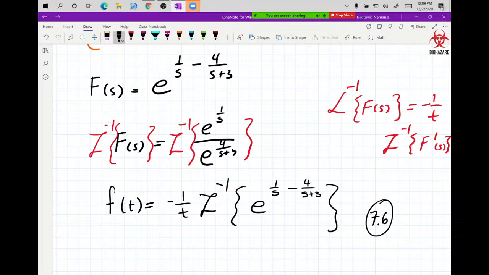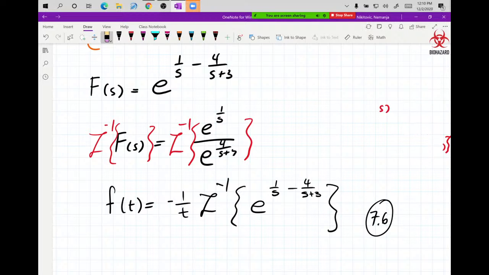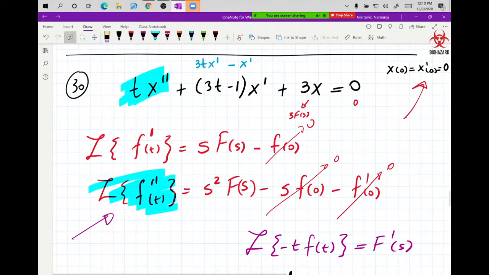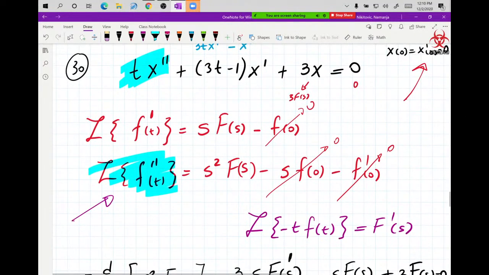But we got it. So let's review. I need this stuff. Especially it's written ugly in 2 lines. So you see that this differential equation you have is not constant coefficients, right? It has a function t and it has 3t minus 1 in front. So it's not constant coefficients, and you have to use this witchcraft, right, to transform it.